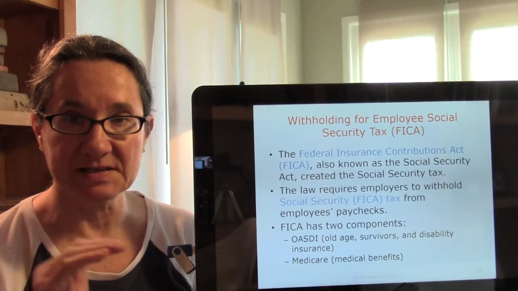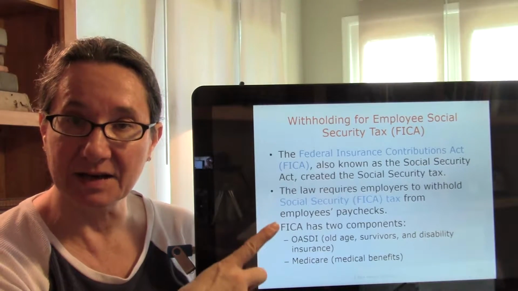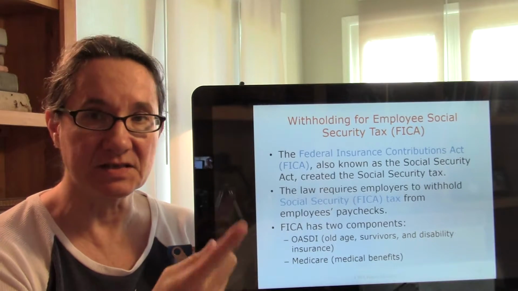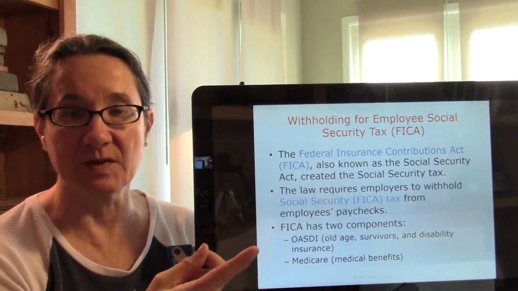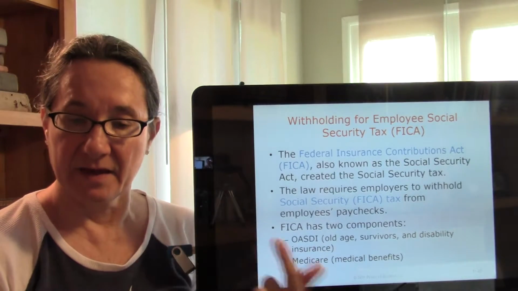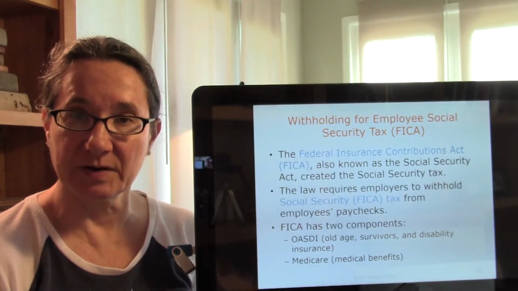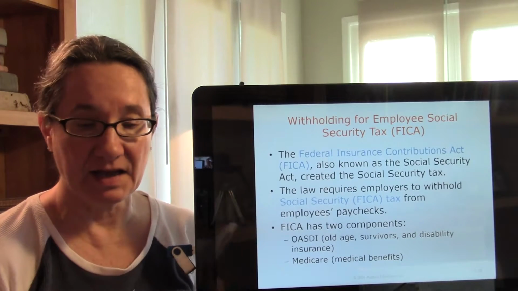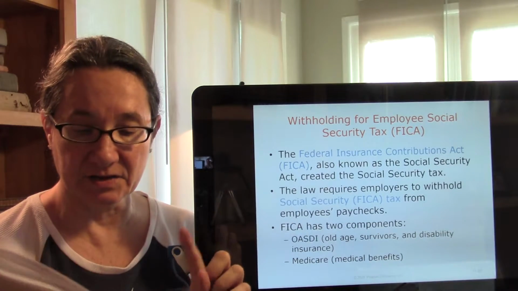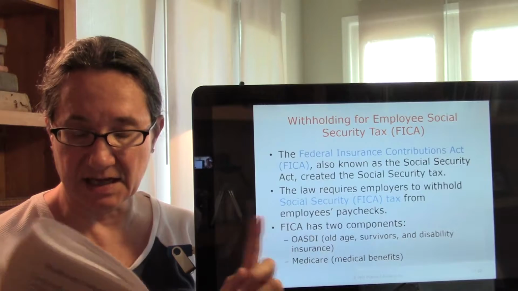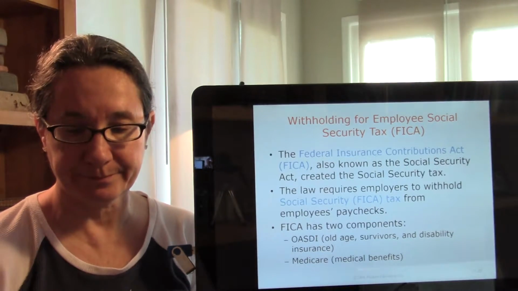All right, so the government's going to take out income tax, which we just talked about, based on how much you make and based on your withholdings. Then your employer will also withhold FICA, and FICA includes your OASDI and your Medicare.